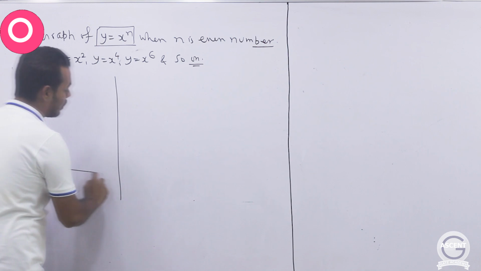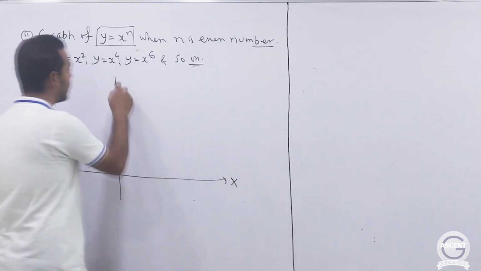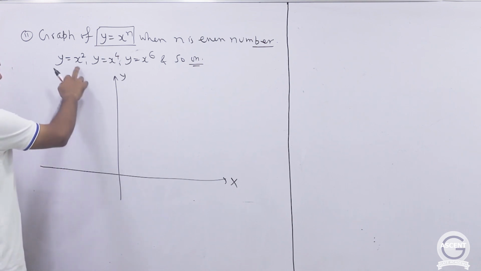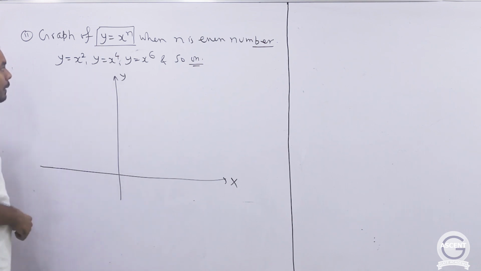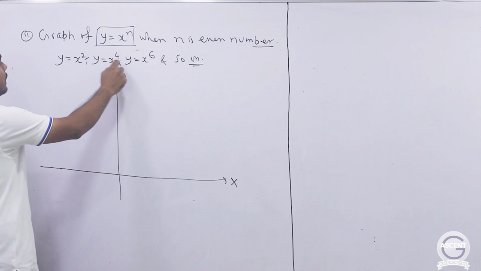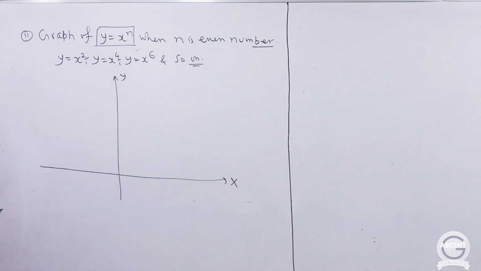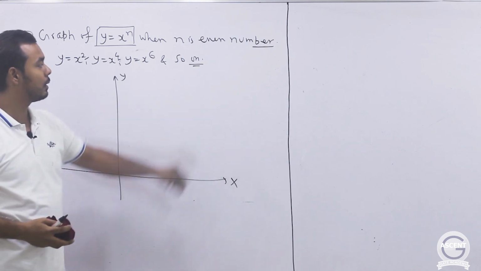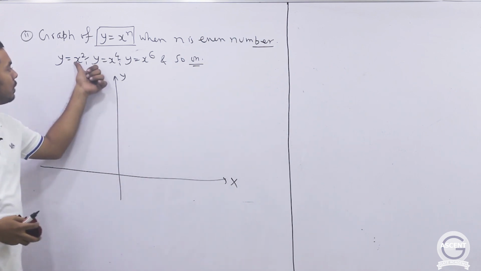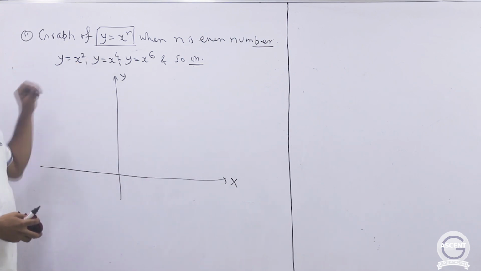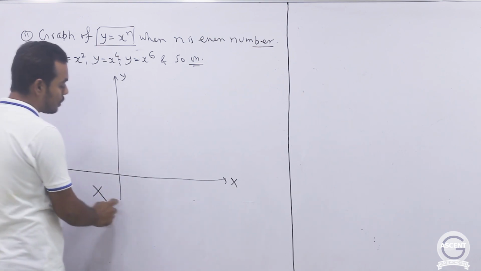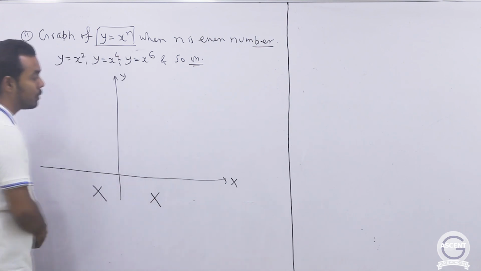Suppose these are our coordinate axes, this line is our x-axis and this is our y-axis. The first thing in all these functions you can see is that you have an even power of x. So this means whatever be the value of x, the value of y is always going to be positive, right? Even if you have some negative value of x, y will be a positive number, and y is positive in the first and second quadrant. So this means no portion of the graph will be in the third and fourth quadrant.